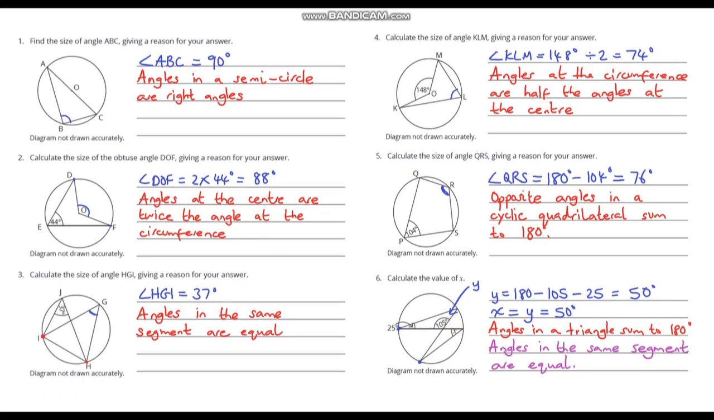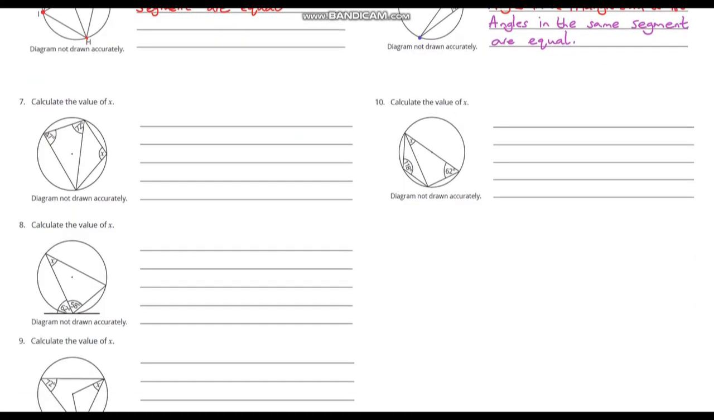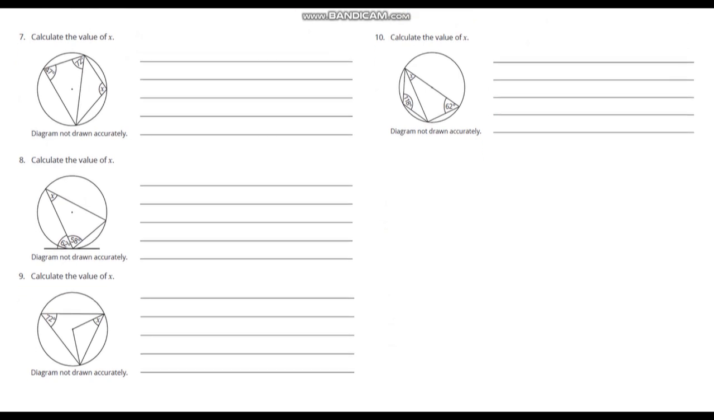Okay, let's move on to the last 4 questions. So we're now on question 7. Calculate the value of x. Now, for this question, you may be a bit misdirected by this 72 degrees here, because this is absolutely doing nothing. We don't need to focus on this at all, because hopefully what you can see is a cyclic quadrilateral. And we know that opposite angles in a cyclic quadrilateral sum to 180 degrees.